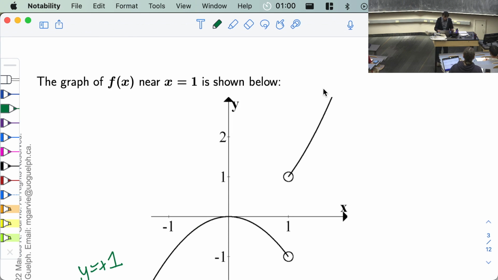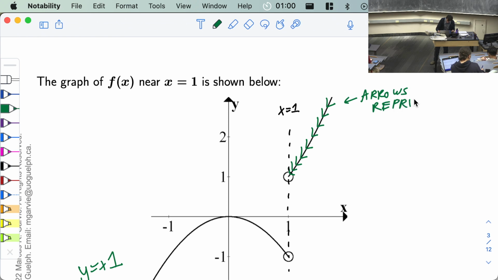I am going to draw little arrows like this. So these little arrows are the picture representation of what is going on in Desmos, which is that the y values are getting closer and closer to something as the x values get closer and closer to x equals 1. So maybe x equals 1 was this line over here, x equals 1. And these little arrows represent a sequence.